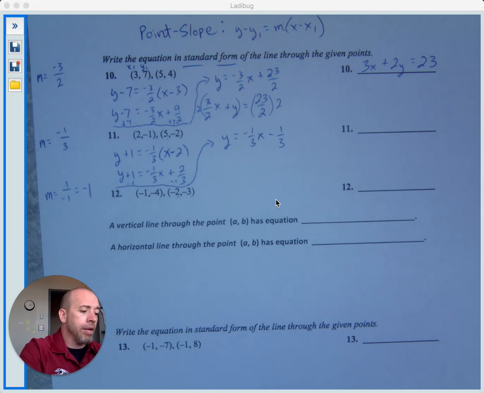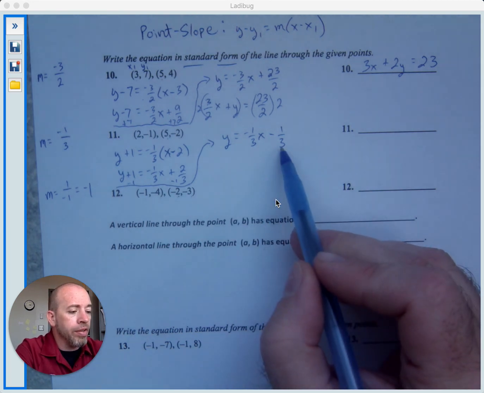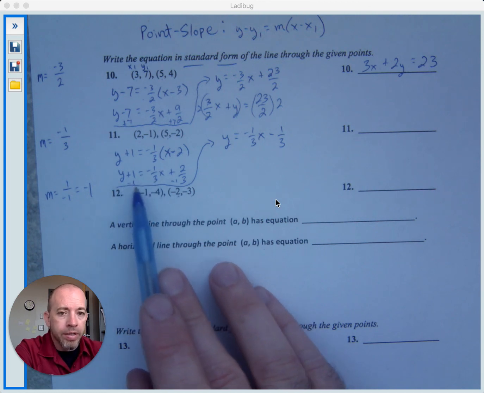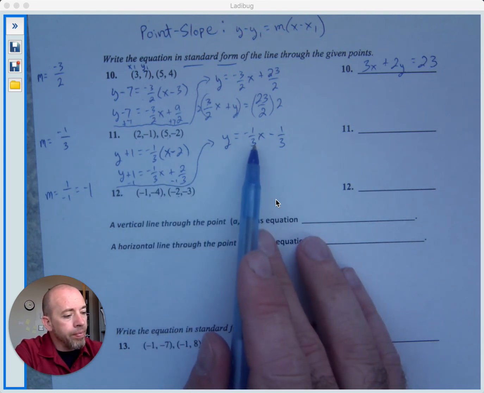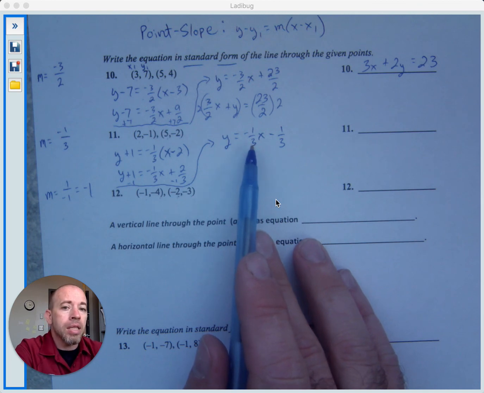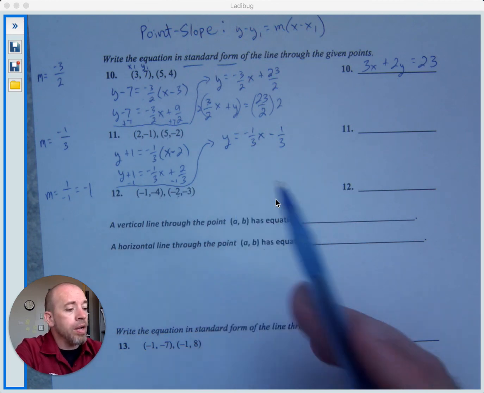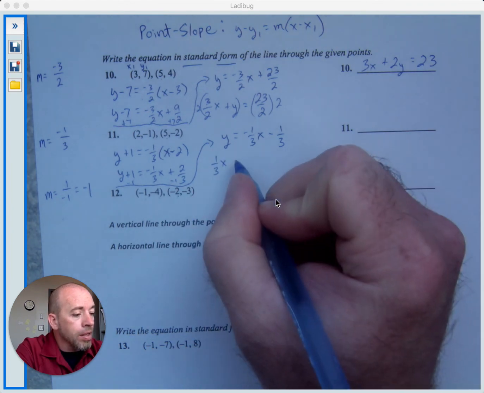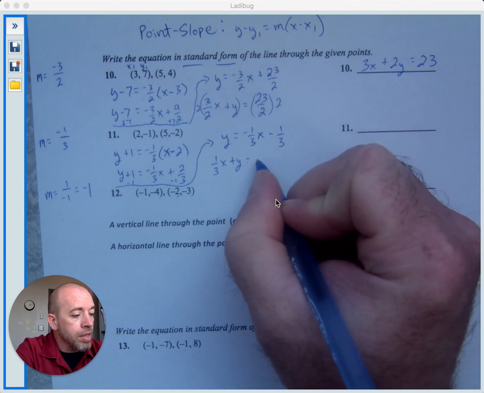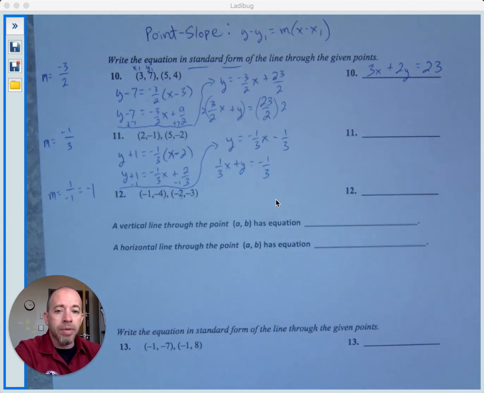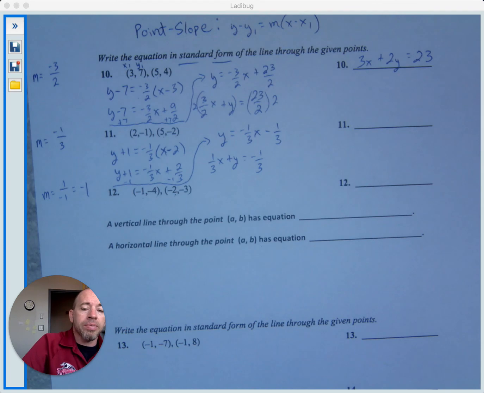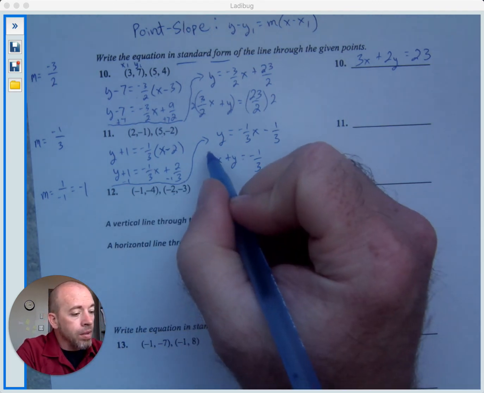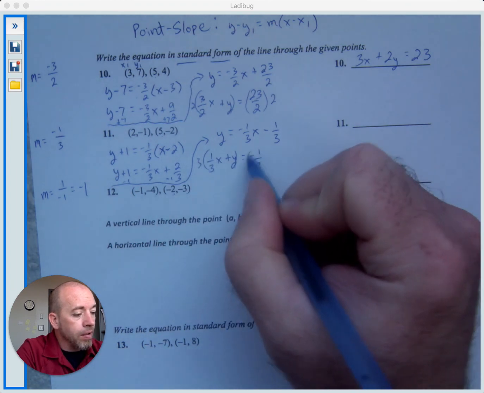So, alright, this is slope-intercept form. So we start with point-slope form, distribute, subtract the 1, we get slope-intercept form, and then we need to move all our x's and y's to one side. We add the 1/3 x, so 1/3 x plus y equals negative 1/3. And I'm going to multiply everything by 3, right? I don't need to multiply by negative 3 because this coefficient of x is already positive. So multiply both sides by 3.